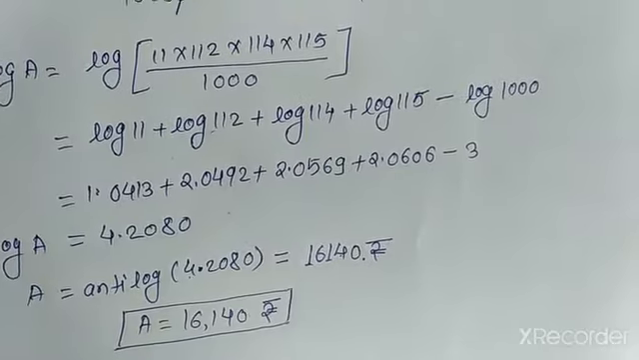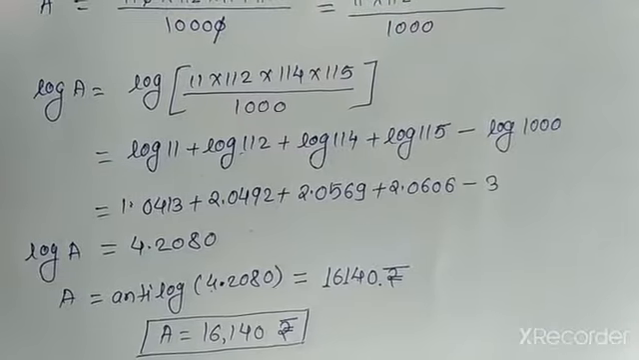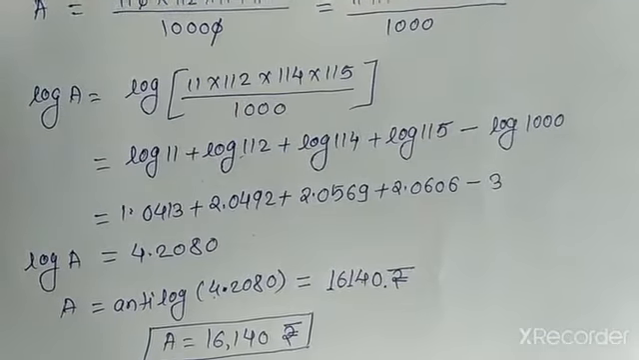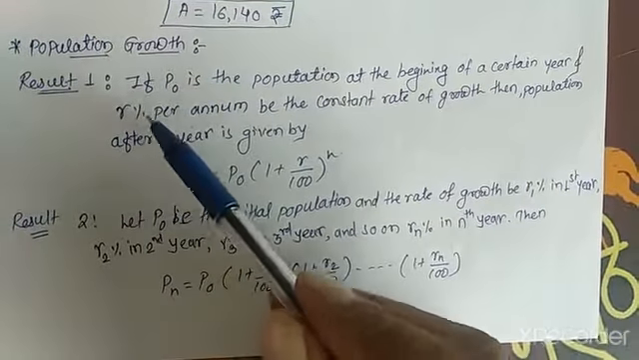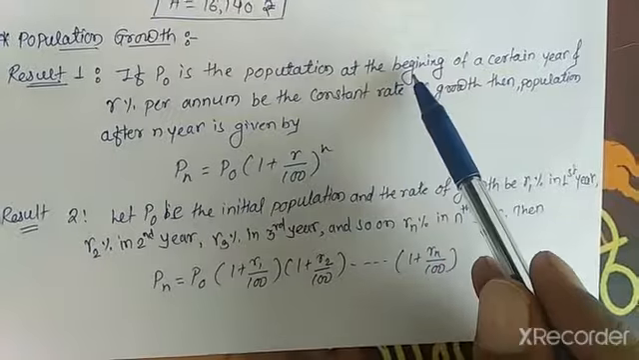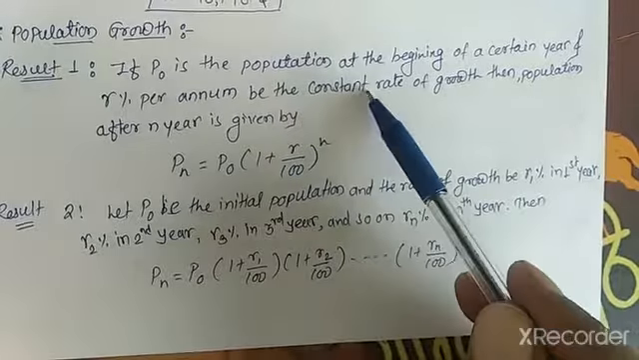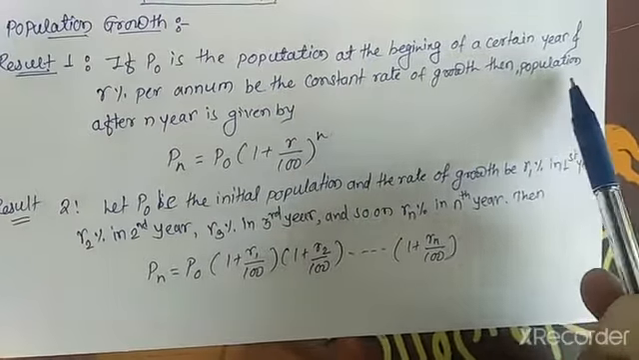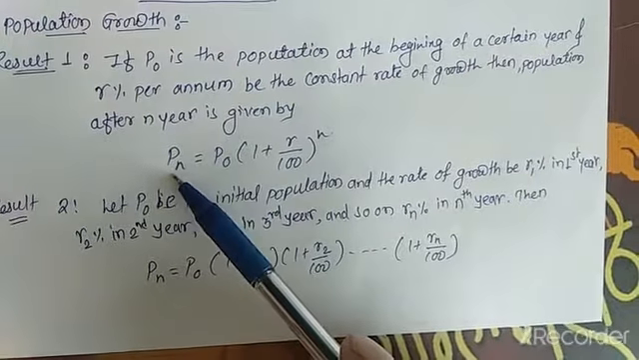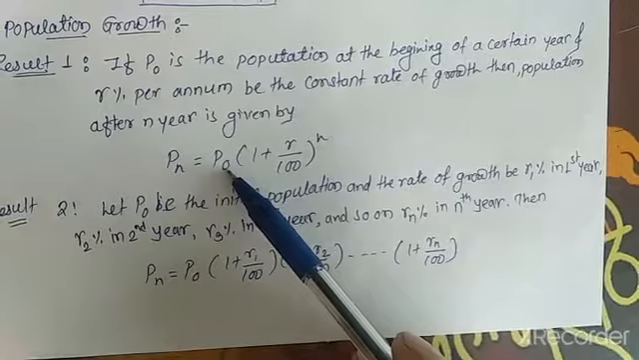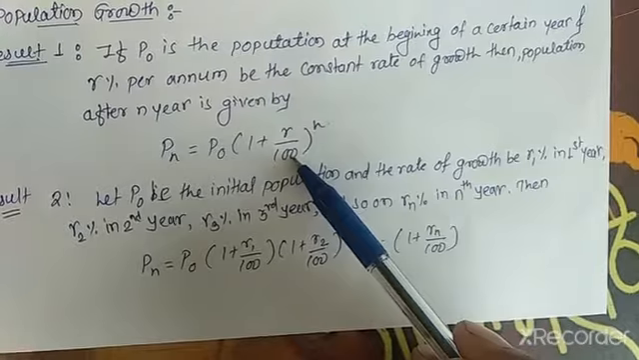So these are the examples related to compound interest and its different types. Now the next point is population growth. In that, the first result is, if P0 is the population at the beginning of a certain year and R% per annum is the constant rate of growth, then the population after n years is given by Pn is equal to initial population, that is the population at the beginning, into bracket 1 plus r upon 100 raised to n.